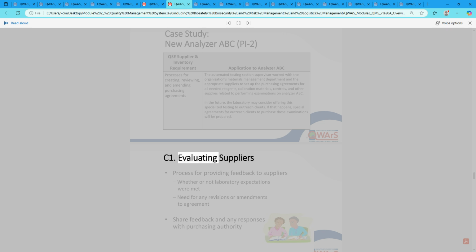C1. Evaluating suppliers. Process for providing feedback to suppliers: whether or not laboratory expectations were met, and need for any revisions or amendments to agreement. Share feedback and any responses with purchasing authority.